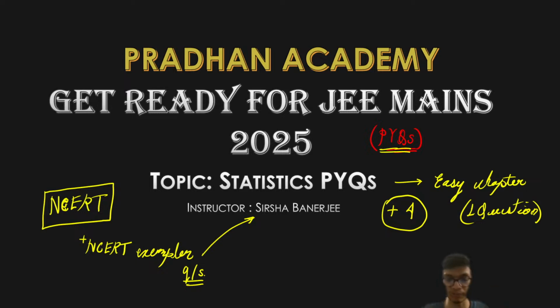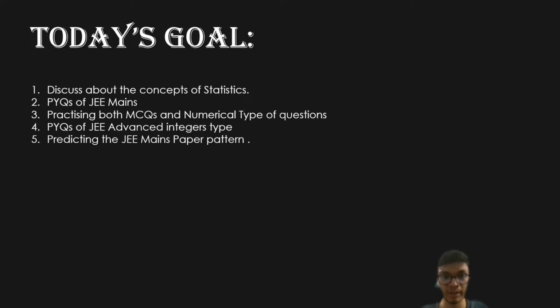So let's get started on today's session. Today our goal is basically to discuss the concepts of statistics. We are going to discuss the previous year questions of JEE Mains. We are also going to practice both numerical and MCQ based types. Now, since statistics is a newly added topic in the JEE Advanced syllabus, this is going to be really important. We are also going to see what are the different types of questions that have been asked so far in previous years. With this we are going to start preparing for the chapter. Okay, I hope we are ready to start.